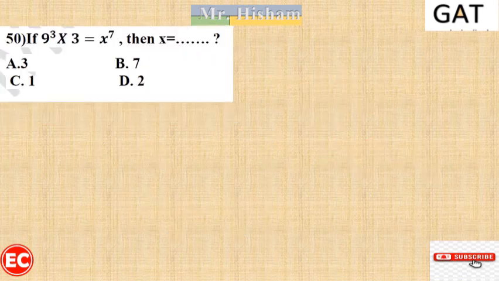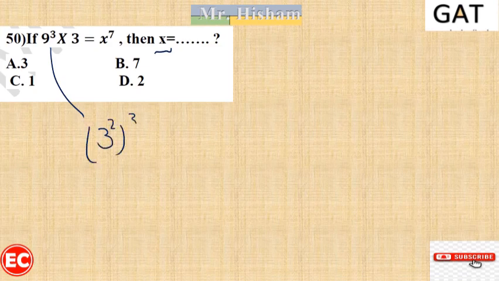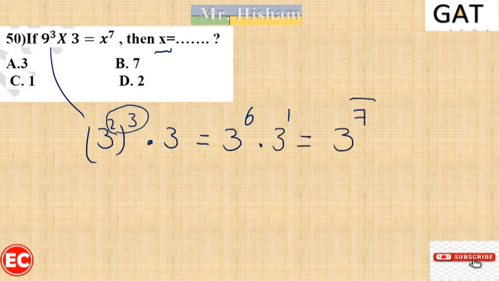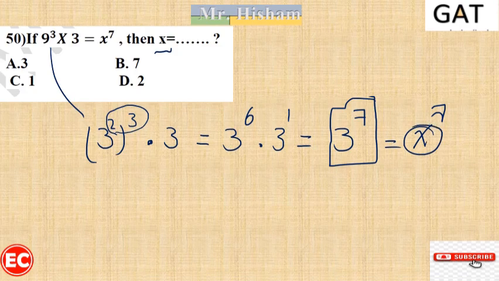Question number 50. 9 power 3 times 3 is equal to x power 7. Then the value of x. 9 power 3 is 3 to the power of 2, to the power of 3, multiplied by 3. Power to the power is multiplication, so 3 power 6 multiplied by 3 power 1. And 3 power 6 times 3 power 1 is 3 power 7. 3 power 7 is equal to x power 7, so x is equal to 3.